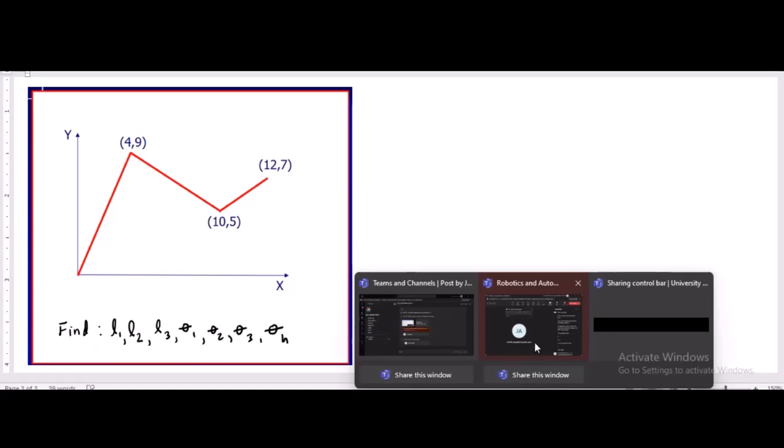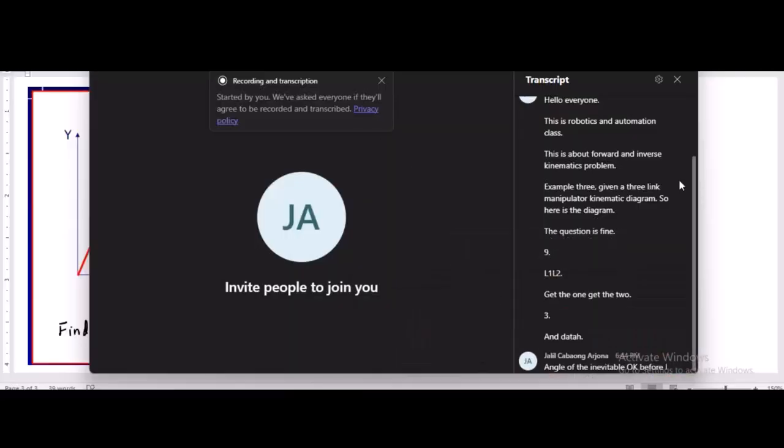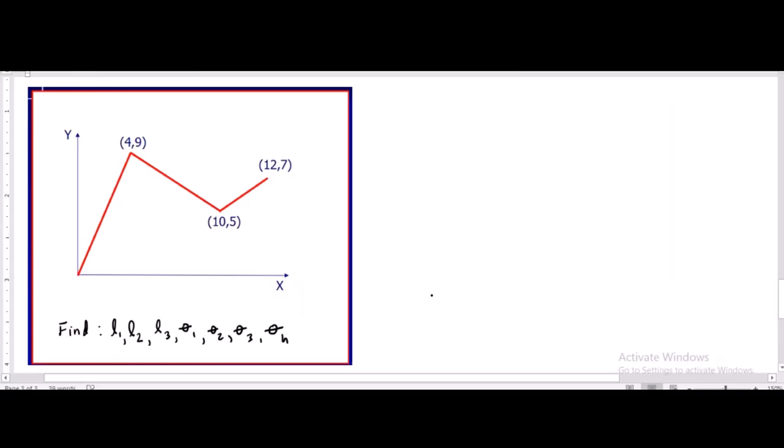Before I proceed, let me check if it is on recording. Okay, it's okay. This is what we are going to find. There are seven parameters to solve.